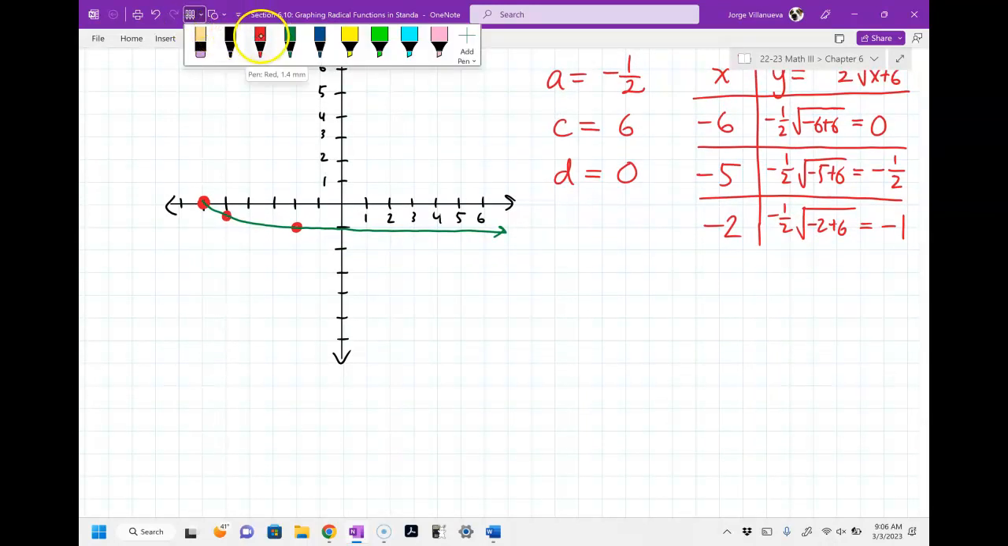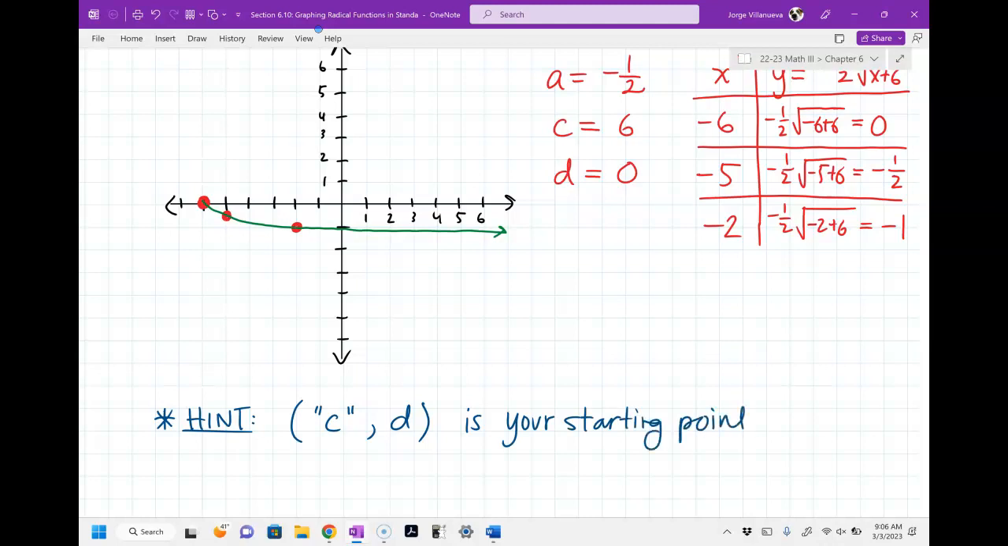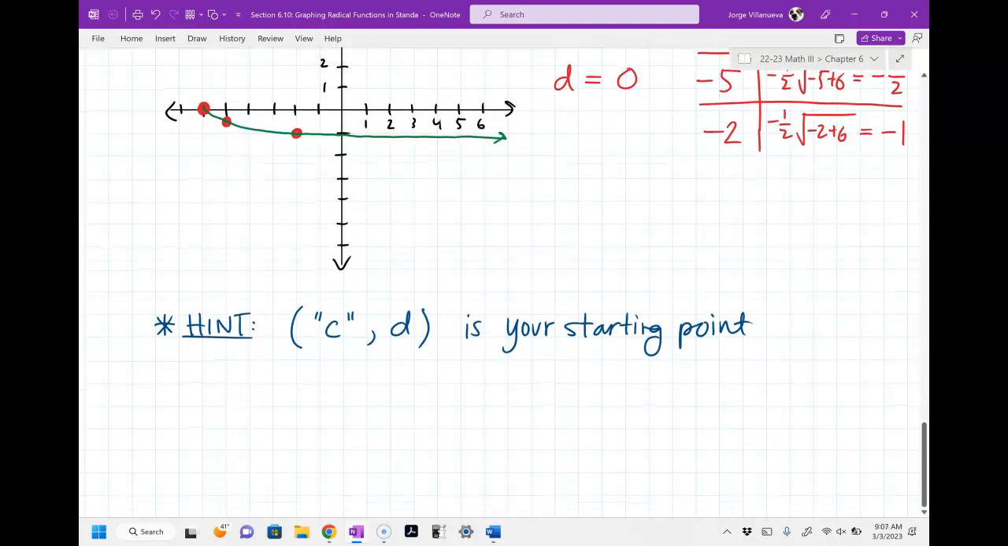So I didn't tell you this in the beginning because I wanted you guys to work this out in your heads. But here's a little hint. CD is your starting point. This is where the graph starts. Okay, CD is where your graph is starting. Now, I put C in quotes, right? Because C is always the opposite way, right? So CD is your starting point.